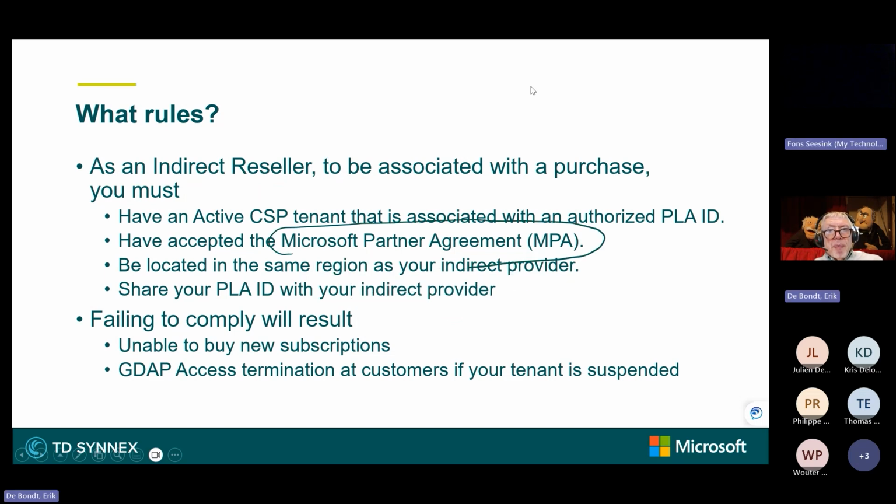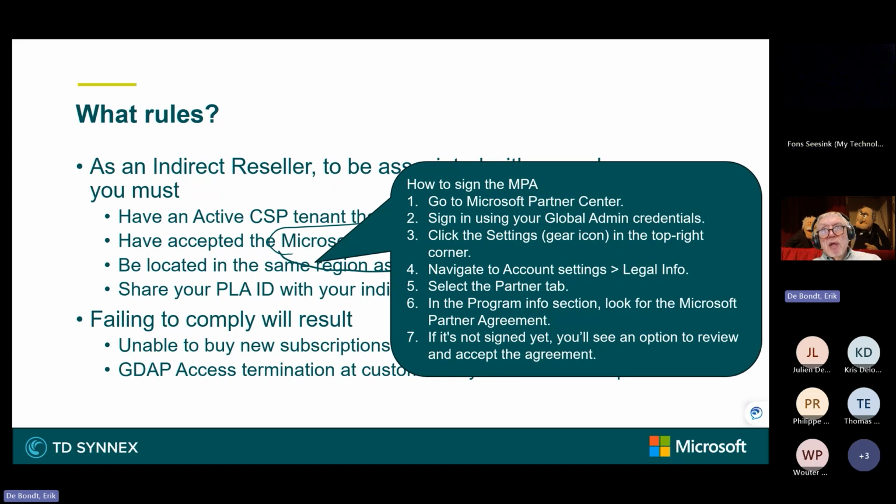Okay. So the partner agreement needs to be signed once in the region. If you're not sure that it is signed or accepted, these are the steps. Go to Partner Center, log in with your global admin, go to the settings, the gear icon at the top right, settings, legal info, partner tab, programs info section, and there you can see the T's and C's of the MPA, and you should also be able to accept it on that level. If it says accepted, then you're set and you're done. Mostly it will be okay.